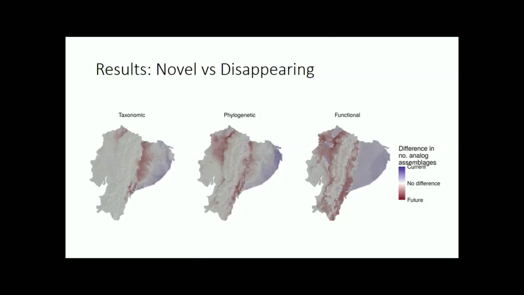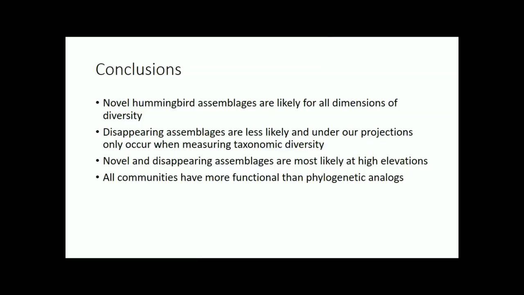I'm trying to sort of unpack the implications of that. I seem to have gone through quite quickly because I'm already at my conclusion slide. But what we found was that the novel assemblages are likely for all of the dimensions of diversity, whereas for disappearing, we only really see these for taxonomic diversity, and where they're close to being disappearing, they tend to be at the high elevations.